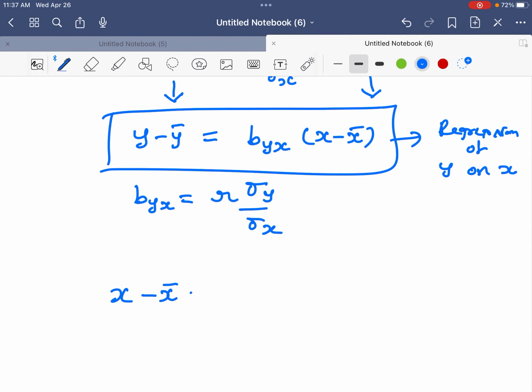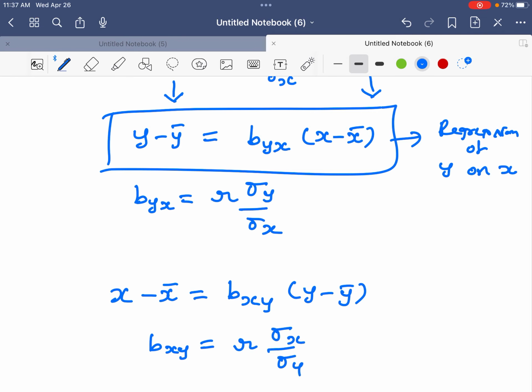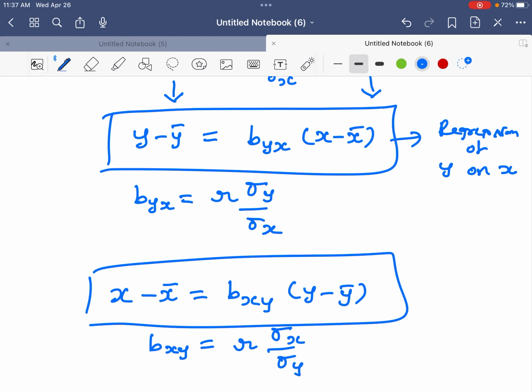Similarly, the regression line of x on y is given by x minus x bar equals bxy into y minus y bar, where bxy is considered to be the regression coefficient of x on y, and it is given by the formula r into sigma x divided by sigma y. So these are the things which we are supposed to know while solving the problems of regression lines of x on y and y on x.